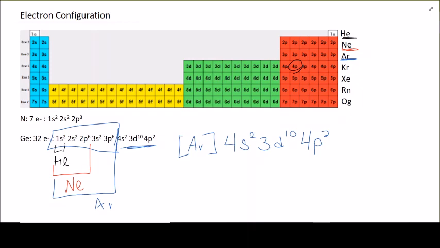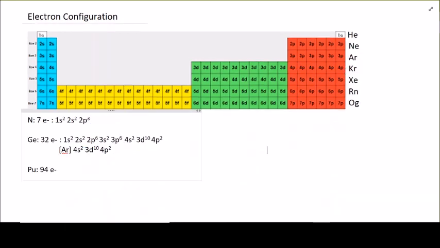Now we cannot put krypton, because then that would mean argon with 4s2, 3d10, 4p6. And we know that we have 2. Your electron configuration would look something like this.